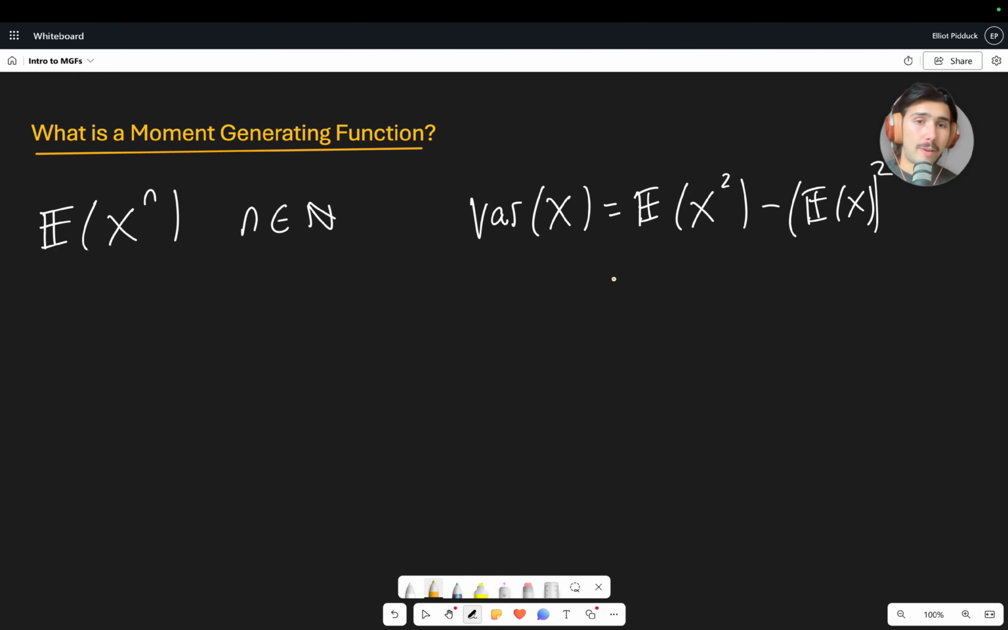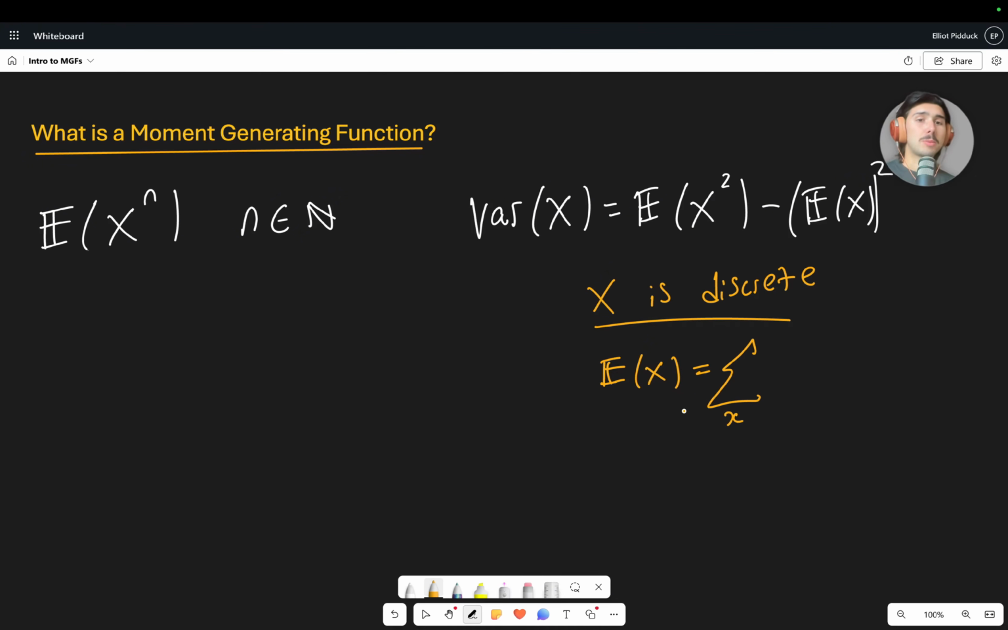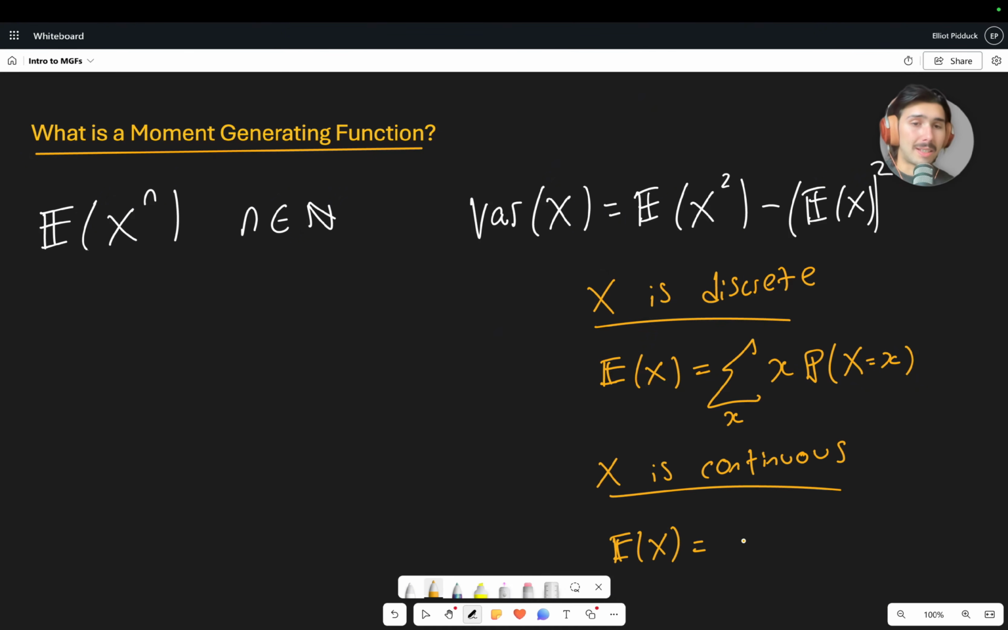Either your random variable is discrete, in which case the expected value of x will be given by the sum over all of the possible values that your random variable can take, so over x, of x times the probability that the random variable takes that value. Hopefully everyone should be pretty happy with this. The other situation is that x is continuous. And in that case, the expected value of x is given by the integral from minus infinity to infinity of x times the probability density function, okay? So this is the expected value of x if it's continuous.